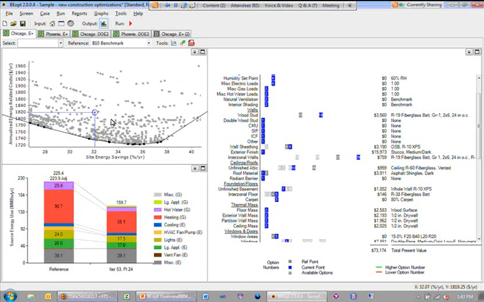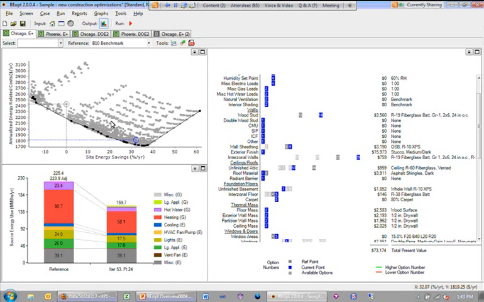So that's a flavor of what you can do once you have your results from your optimization, in terms of hunting around and trying to find out what packages you may be interested in, and exploring why you're getting the results that you do.